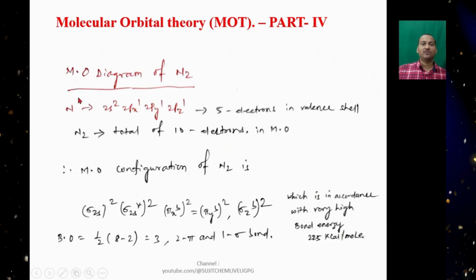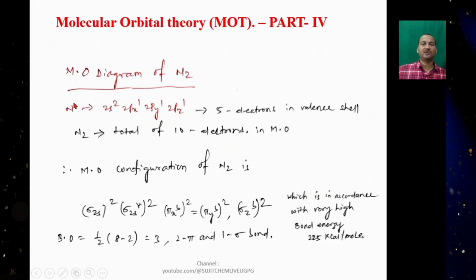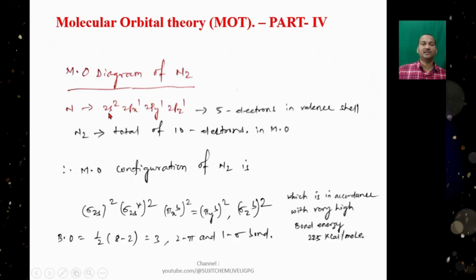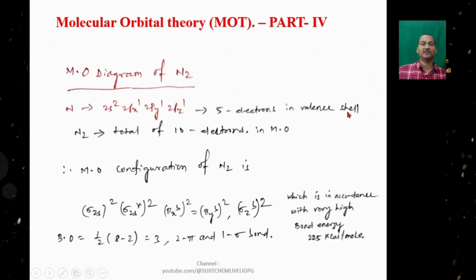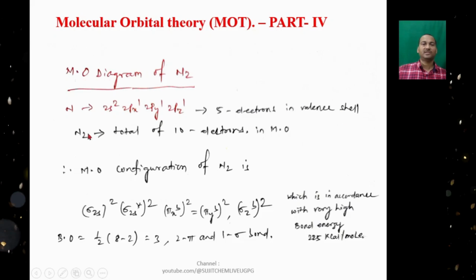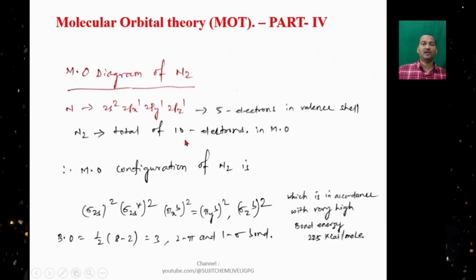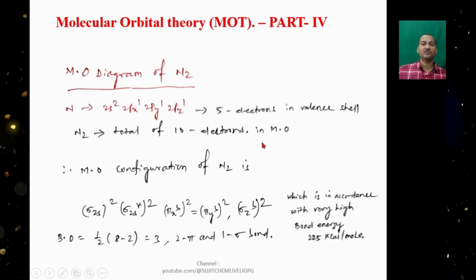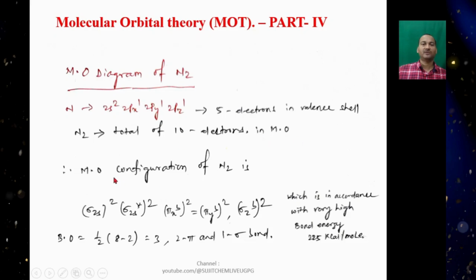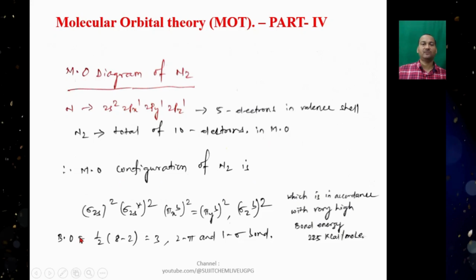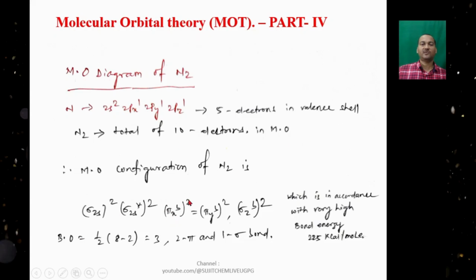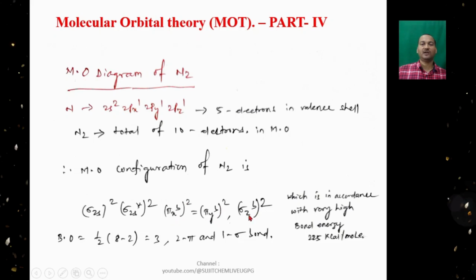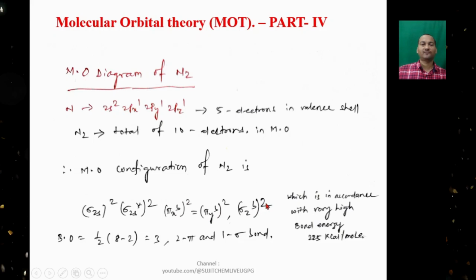So nitrogen we know the atomic number 7. So the valence shell electronic configuration is 2s2, 2px1, 2py1 and 2pz1. So 5 electrons in the valence shell. So similarly for N2 molecule total 2 into 5, so 10 electrons will be in the MO. So here is the MO configuration of N2. So sigma 2s2, sigma star 2s2, then pi x bonding 2, pi y bonding 2 and sigma z bonding 2.